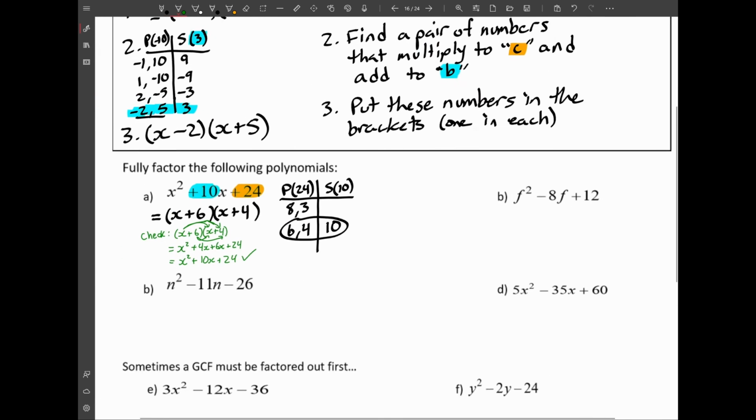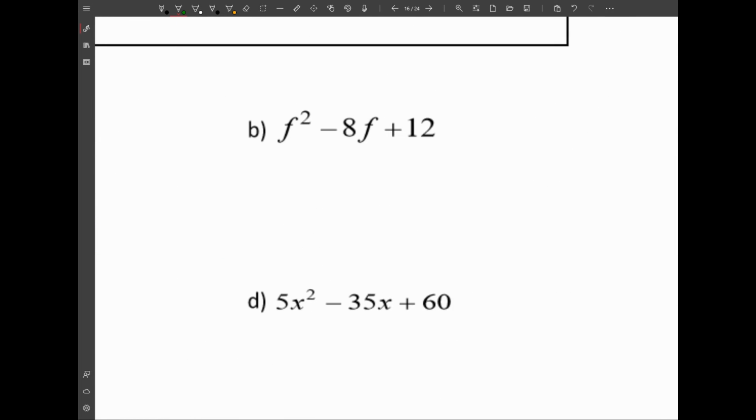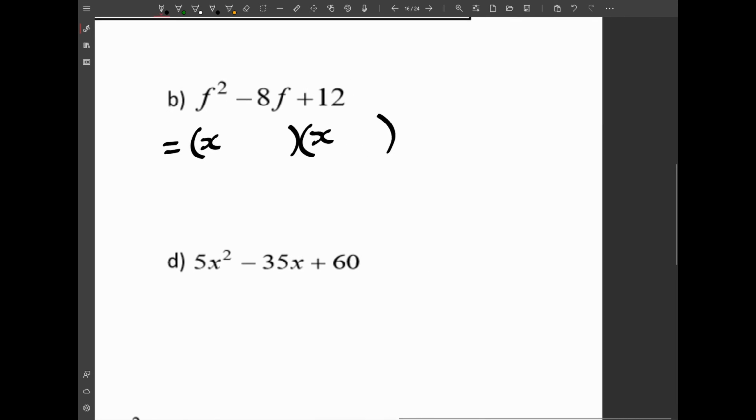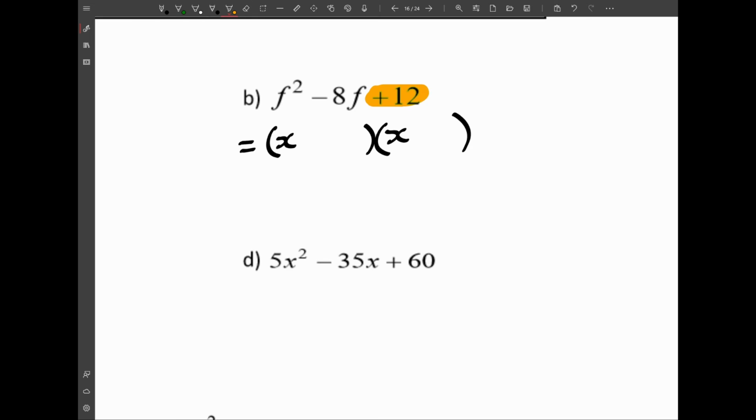All right, let's look at B. f squared minus 8f plus 12. So, bracket, bracket, f, f. Okay, now we've got a constant of 12, and our coefficient of the f term is negative 8. So we have a product of 12 and a sum of negative 8. If I have a product that is positive and a sum that is negative, the only way to get a positive product is if both numbers are positive or both numbers are negative. And if the sum is negative, that means both numbers have to be negative.